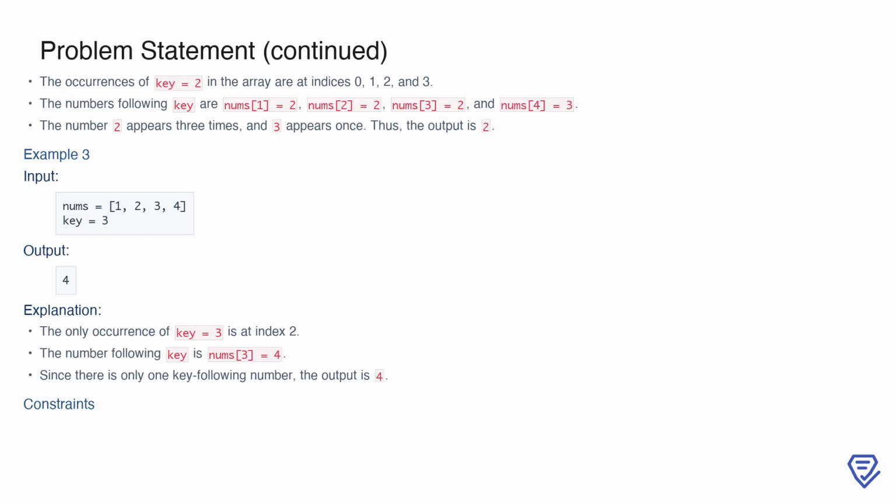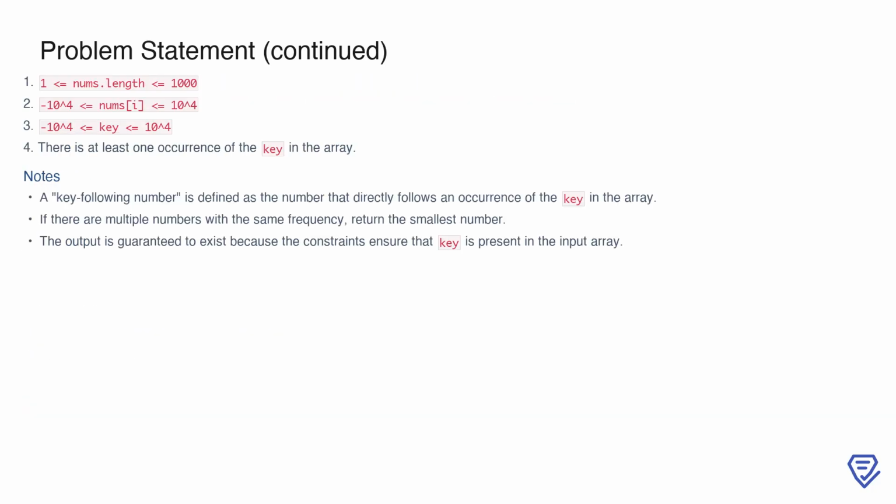needed here. Lastly, let's review the constraints and some keynotes. The array length is guaranteed to be at least 1 and at most 1000. Each number in the array, as well as the key, is within the range of -10,000 to 10,000. Importantly, the key is guaranteed to appear at least once in the array, so there will always be a valid output. A key following number is strictly defined as the number that directly follows the key in the array, and when there are multiple numbers with the same frequency, you must choose the smallest number. These constraints ensure that the problem is well defined and solvable for any valid input.